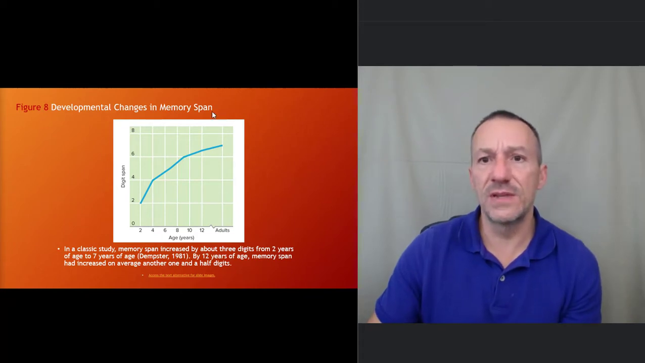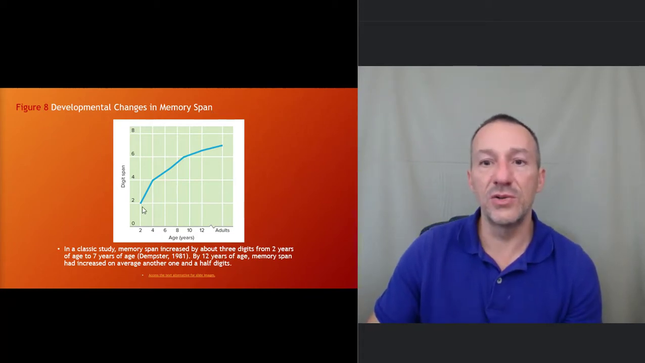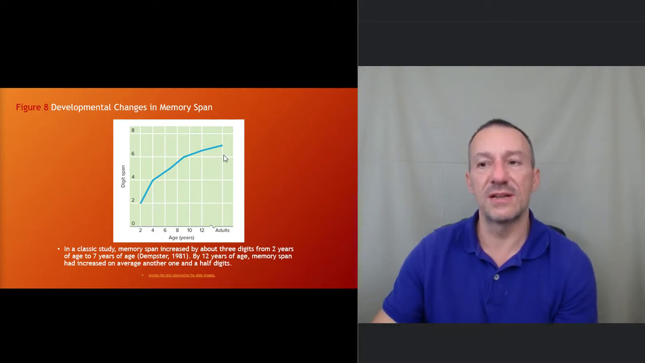So this is the part on memory span. At about 2, they can only remember about 2 to 3 digits, somewhere in there. And then once they get up to 12, actually about 10, they're getting close to about 6. So you can see this substantial increase, and then it kind of levels out. At about 10 to 12, it starts to kind of slow down a little bit.